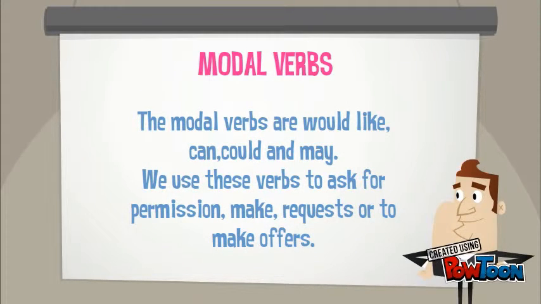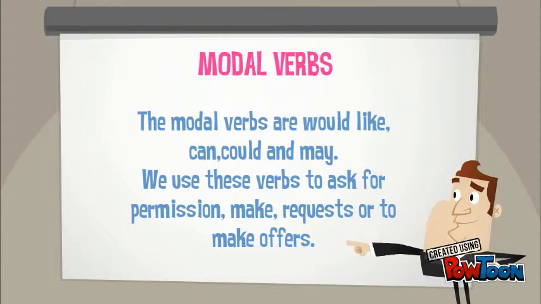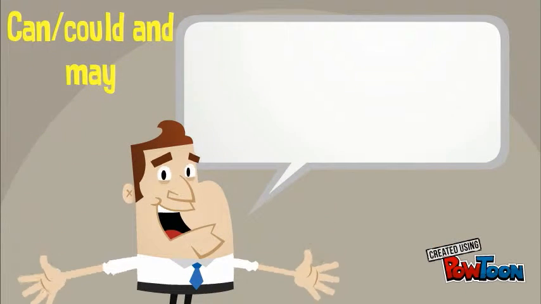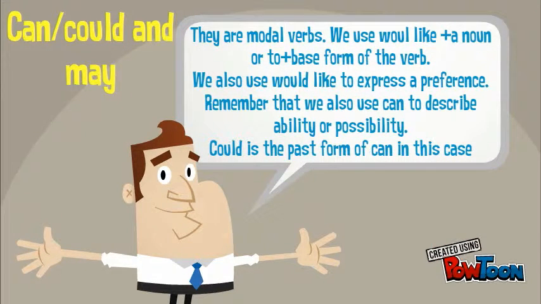We use these verbs to ask for permission, make requests, or to make offers. Can, could, and may are modal verbs. They are followed by the base form of the main verb. Could I and could we are slightly more polite than can I and can we. May I and may we are very formal.